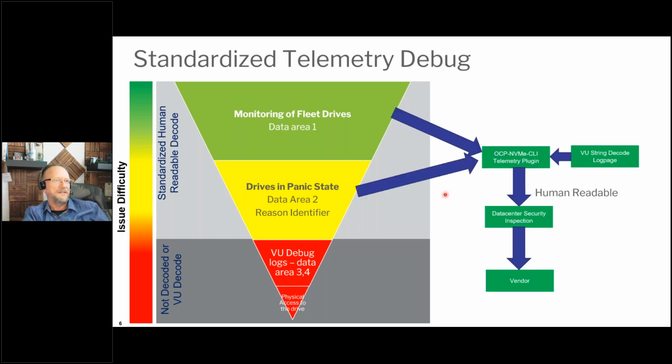In a debug scenario, you would not only read data area 1, but you would also read data area 2 and the reason identifiers, effectively doing the same thing with the OCP CLI telemetry plugin and the vendor unique string decode offered by the drive to allow a human readable output that can be brought to security inspection and then sent to the vendor for analysis.